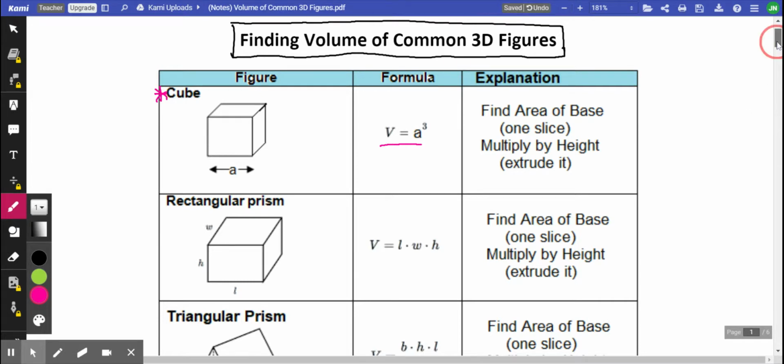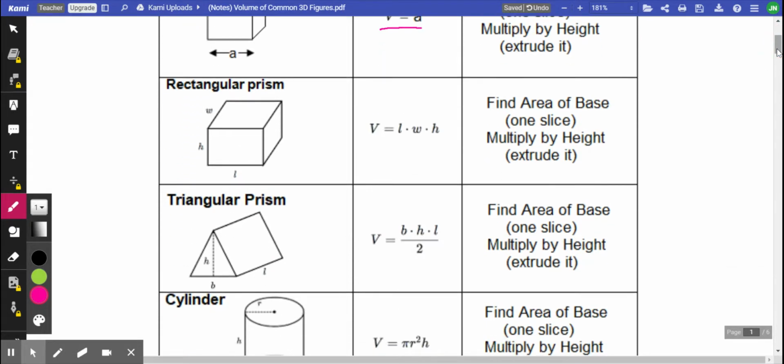The second one down the list is a rectangular prism, which is basically a fancy way of saying a box. Same thing as a cube, but the difference is that this is not a cube because not all the sides are the same. So they call it a rectangular prism, and it can vary depending on the values of the length, the width, and the height. So the formula for this is volume is equal to the length times width times the height.